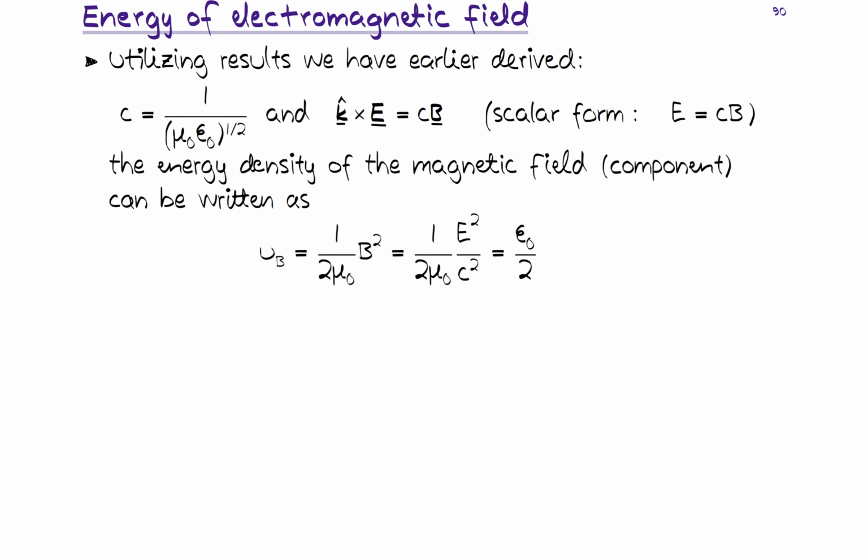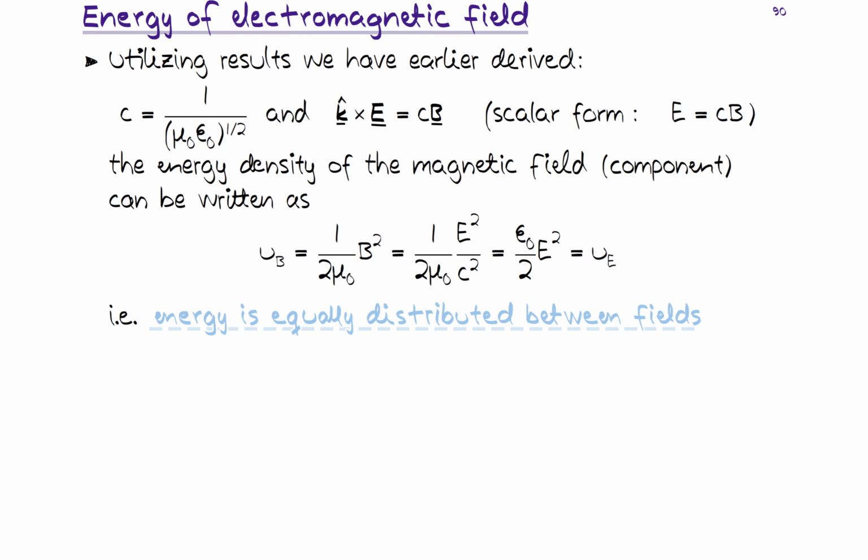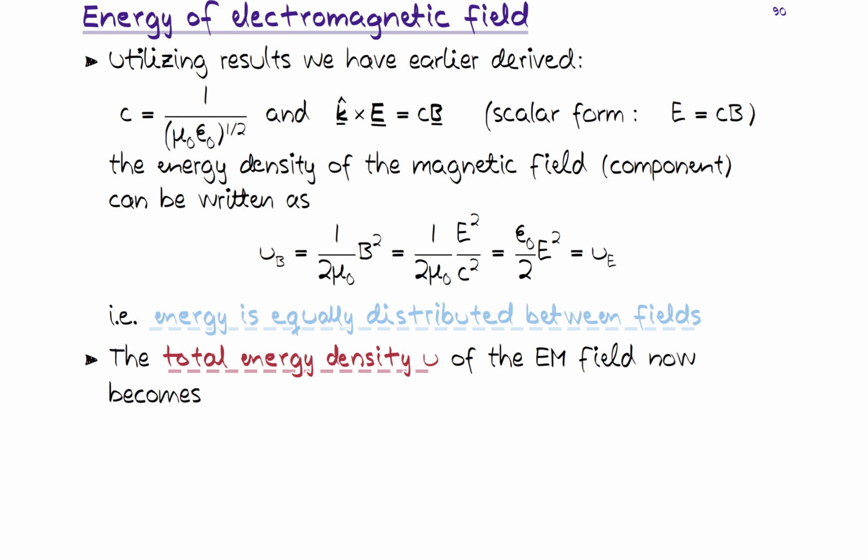And this can be written similarly as epsilon naught divided by 2 times the E field amplitude squared. And this, of course, is equal to the energy density associated with the electric field. Using this, we now know that the energy is equally distributed between both of these field components. And if we want to calculate the total energy density U of the electromagnetic field, we can just simply sum the U's together.